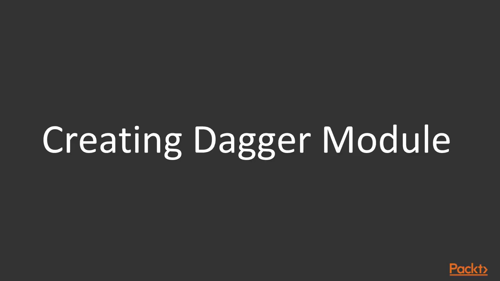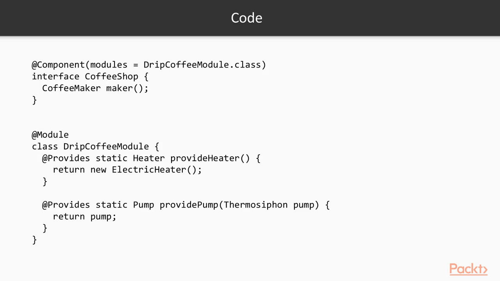Creating Dagger modules. Before we can start using Dagger, we'll need a main component interface. In this example, coffee shop could be that. And we will also create multiple modules. A module is something that provides certain instances of classes that need to be created manually. Maybe we'll need some kind of manual configuration for the class because Dagger wouldn't be able to automatically figure out how to create that instance of that specific class.